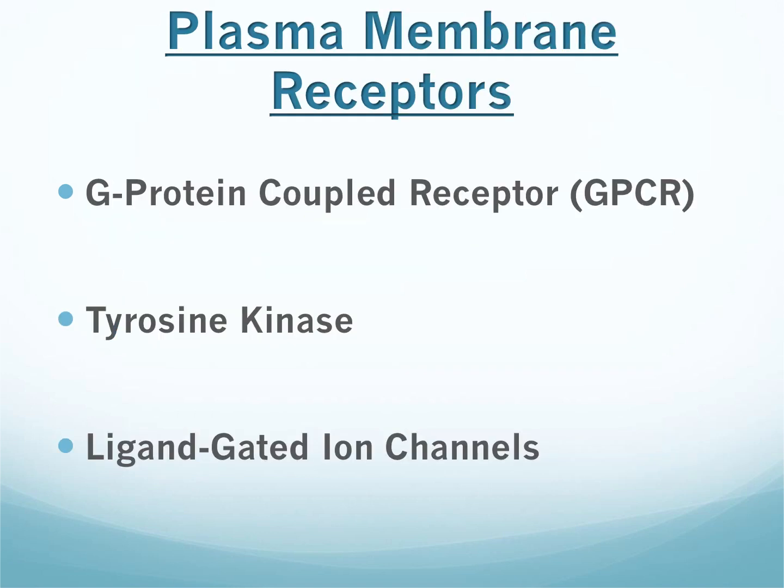So there are 3 specific plasma membrane receptors that AP likes you to know. That's where I got these. I'm not doing this to torture you or just picked them out of thin air. So the first one's called a G protein coupled receptor, or GPCR. The next is tyrosine kinase. And the third is a ligand-gated ion channel.